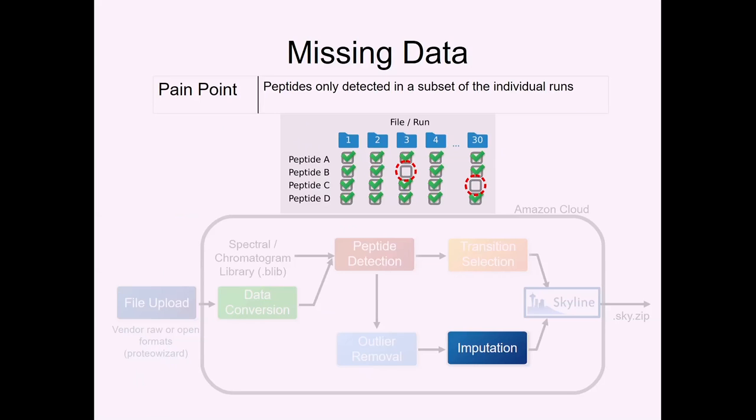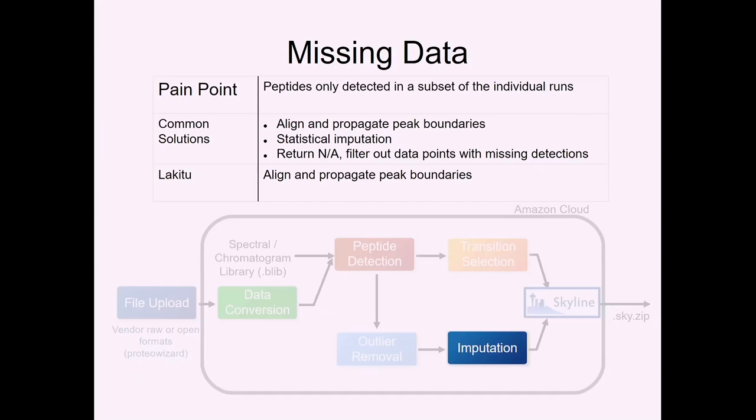So we have this imputation step, where we align and propagate peak boundaries, and we use a statistical approach to impute the boundaries from all the other files to your individual target one. Some people have gone through align and propagate peak boundaries. There's also statistical imputation, where you treat it as missing data and impute it based on all the other data. Or sometimes people just return an NA and filter out the data points with missing detections, which ends up being a lot across many different files.